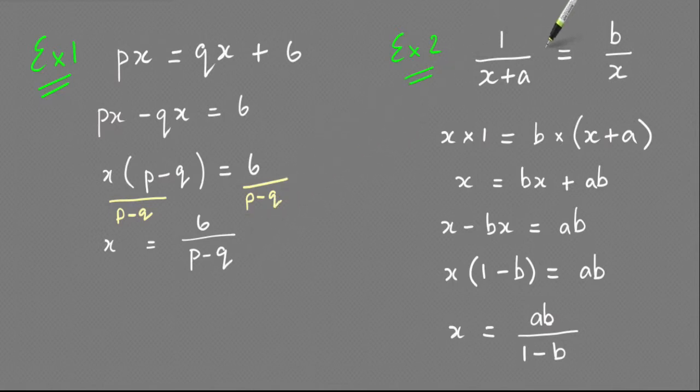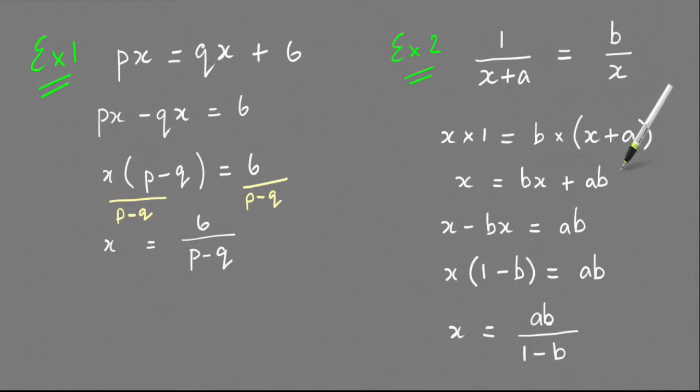In example 2, a fraction like this where you have the variable on the bottom, whether the variable's on the top or the bottom, the easiest way to get started is to cross multiply, as I've done in this first step. So it's always the top number on this side by the bottom number or term on this side. So x times 1 I've written is equal to b times x plus a. So it's always top by bottom equals top by bottom. And so on this side, b times x plus a I've written here. x times 1 is x.